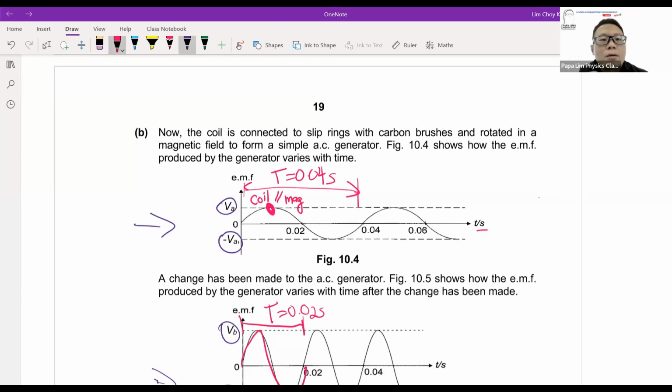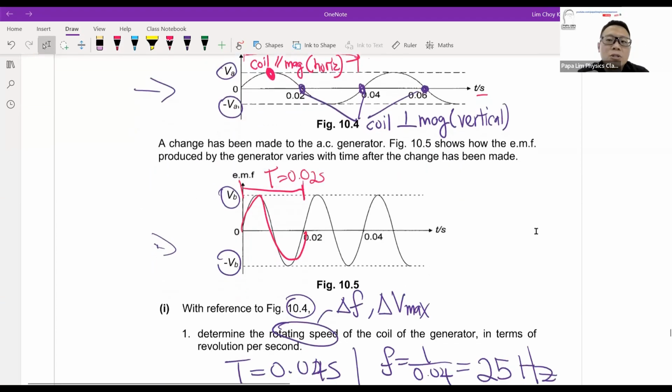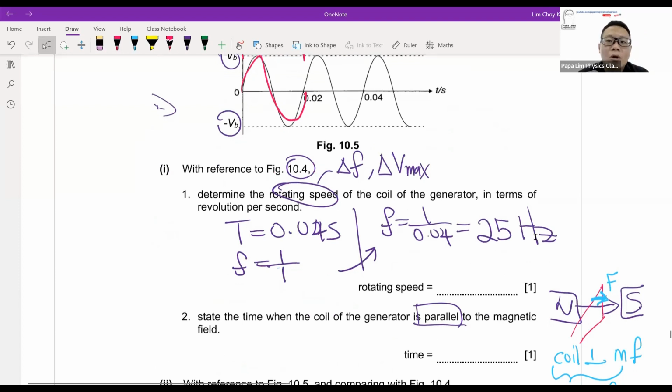And when the EMF is zero, this point will actually tell you the coil is perpendicular to the magnet itself, or what I mean by vertical. The coil is actually vertical. In this way, the coil is actually horizontal. So the different parts of the voltage-time graph will actually tell you the location of the coil itself.